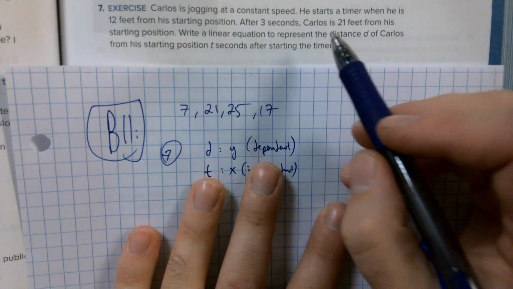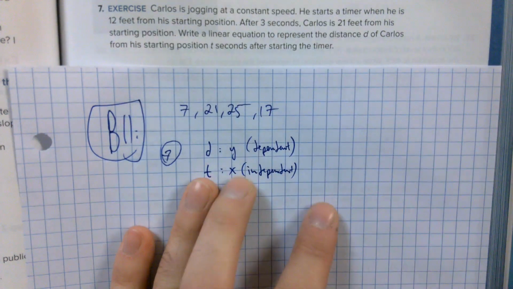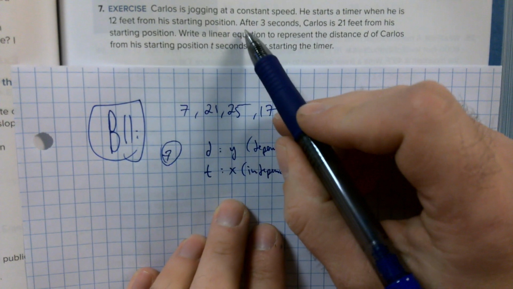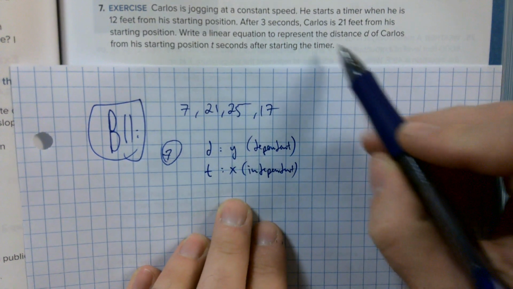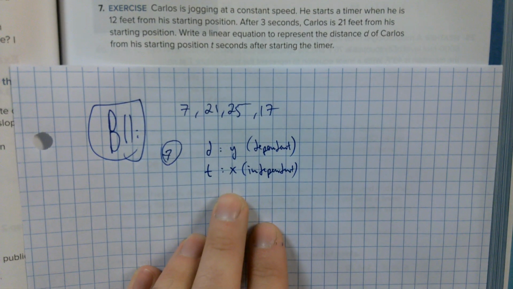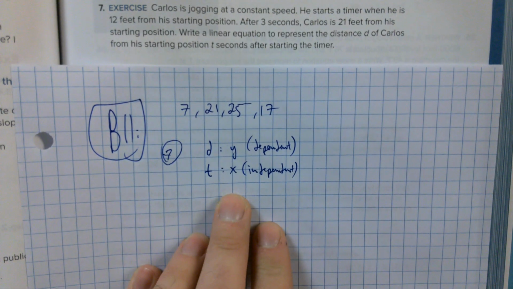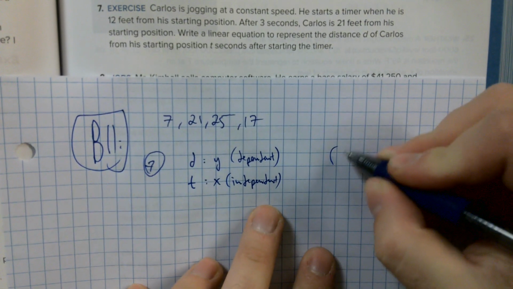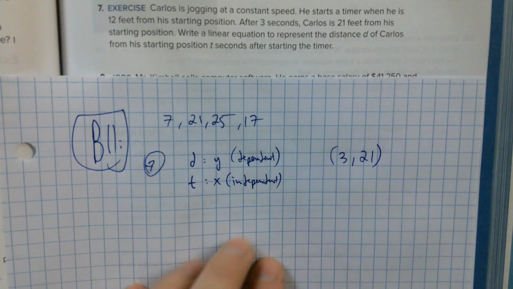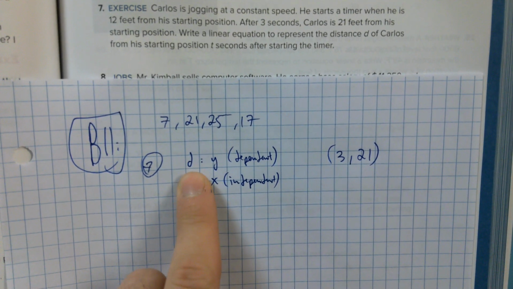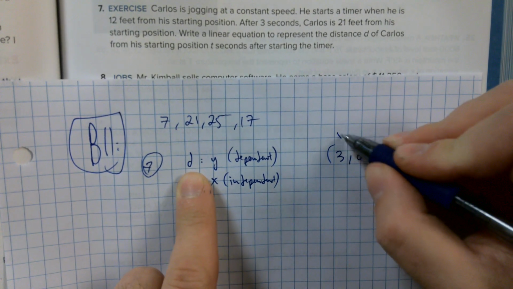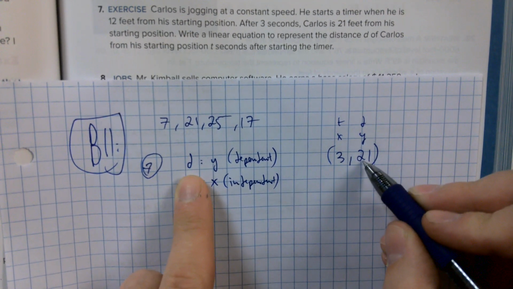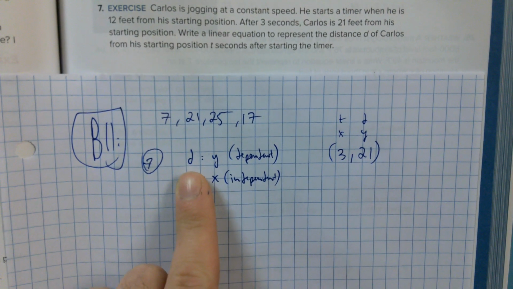The information it gives us is he starts a timer when he's 12 feet from his starting position. After 3 seconds, he's 21 feet away. Right away, that gives me an x coordinate and a y coordinate. I could make the point (3, 21), because time is x, distance is y. So time, 3 seconds, distance, 21 feet.